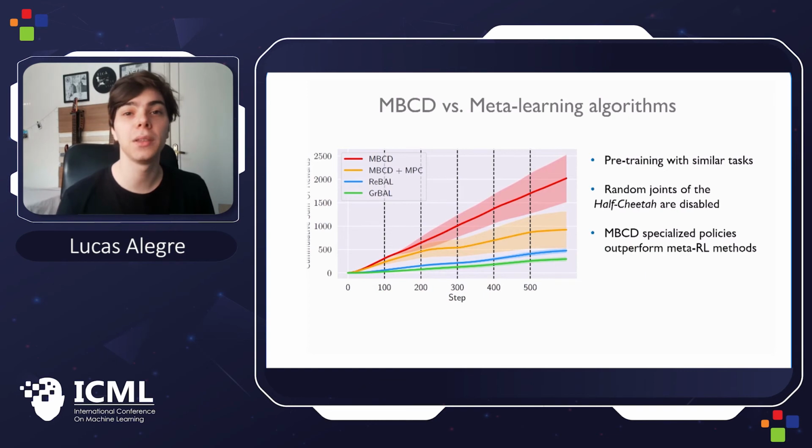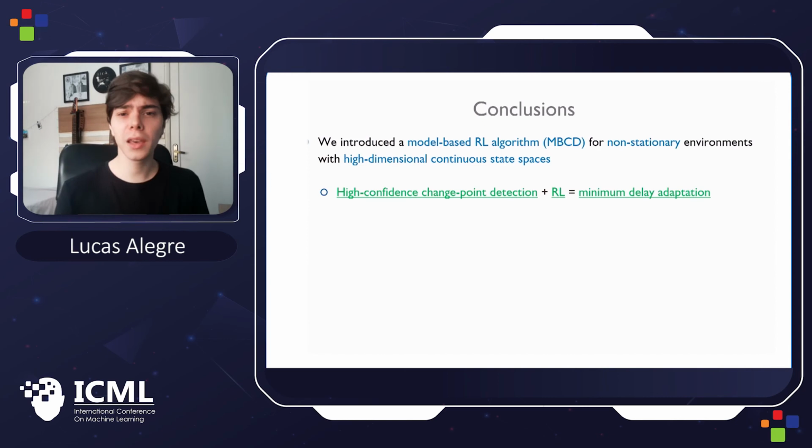Next, we compare MBCD to meta-learning algorithms. In this experiment, each method had a pre-training phase with contexts where a random joint of the HalfCheetah was disabled. Although we consider meta-learning methods have lower variance in their performance, their meta-learned models do not perform as well as the MBCD context-specific policies.